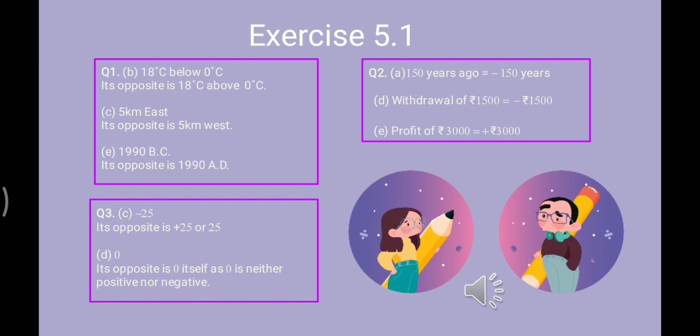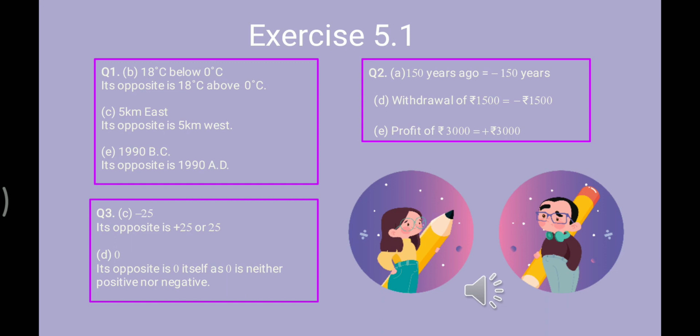In C part, we are given a distance and a direction. It is 5 kilometers towards east, so its opposite will definitely be 5 kilometers towards west. For example, if we had been given 5 kilometers towards north, its opposite would be 5 kilometers towards south. In E part, we are given a date, 1990 BC. Its opposite will be 1990 AD.